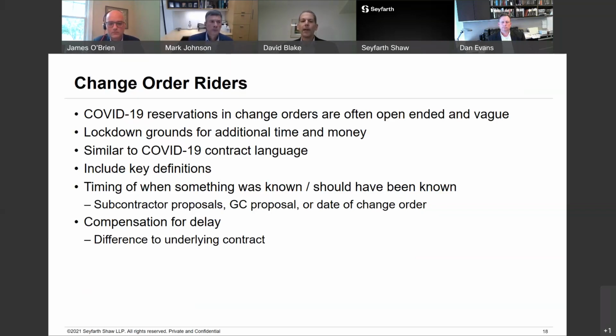And it's just too open-ended and vague. It's not limited in time. You know, when did the COVID-19 condition arise? So what we've been doing is drafting a one-page rider for change orders that addresses COVID-19.